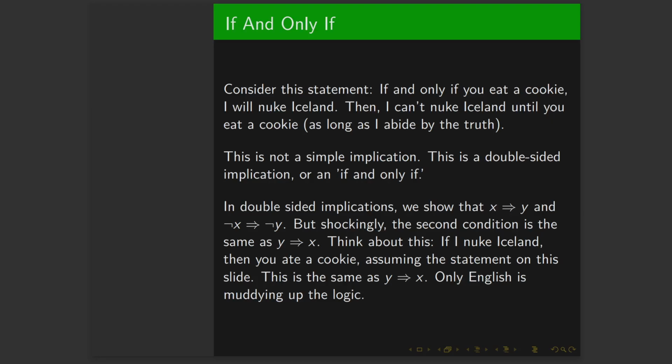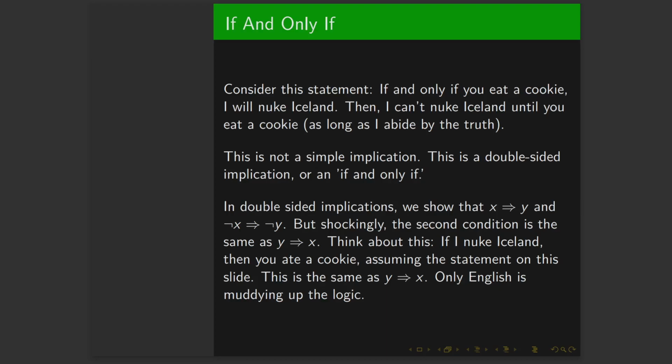And this is not just a simple implication as we just showed. This is a double-sided implication, or, if you want to use English, an if and only if. So in double-sided implications, we show that X implies Y, so if you eat a cookie, then I'll nuke Iceland. And we'll also show that if you don't eat the cookie, then I won't nuke Iceland. But shockingly, this is actually the same thing. The second condition, not X implies not Y, is the same as Y implies X.